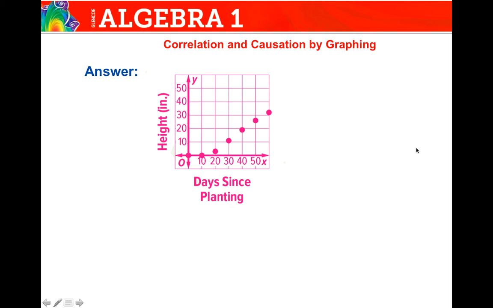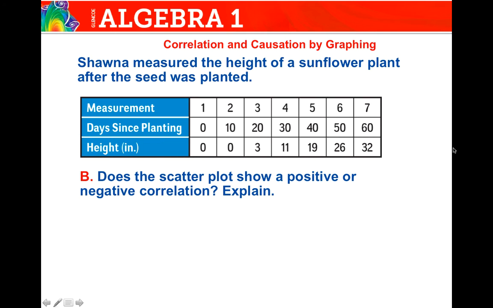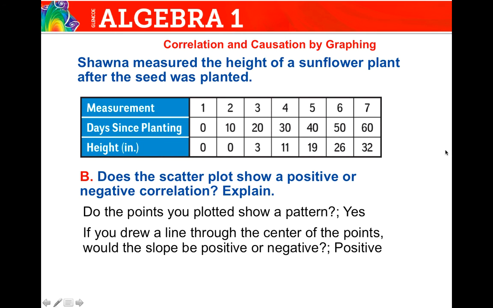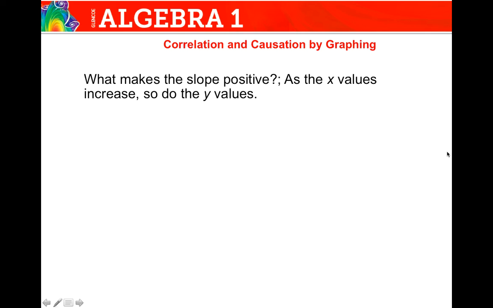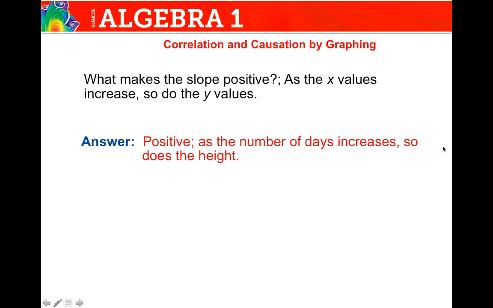because as our x values are increasing, so are our y values. So as the number of days increases, so does the height. And that would be your explanation. This is positive correlation because as the days increase, so does the height of the plant. Okay, I'm just going to flip through a couple slides here that show those same things that we just talked through. As x increases, so does y. So positive, with the number of days increasing, so does the height.